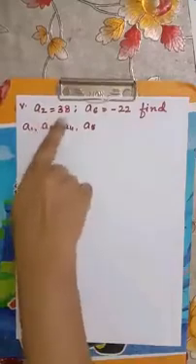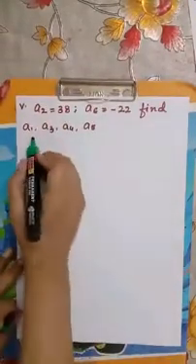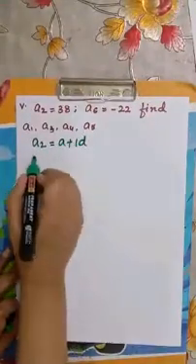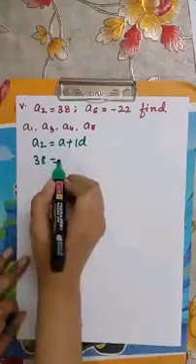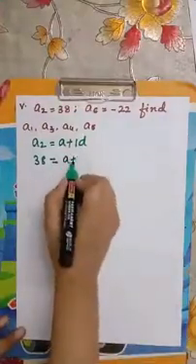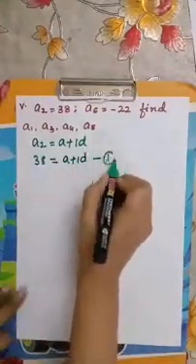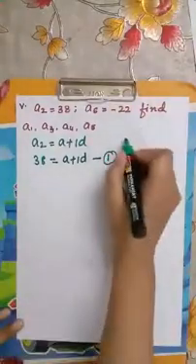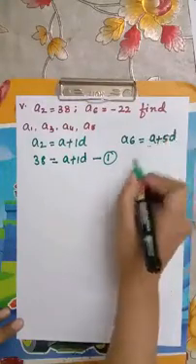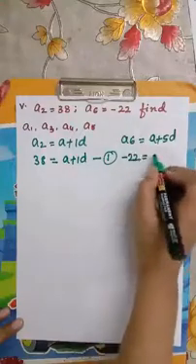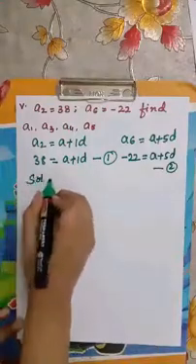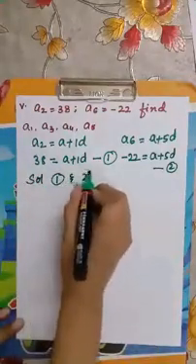A2 is equal to 38. A2 formula is A plus 1D. That is 38 is equal to A plus 1D. Okay, let's keep it as equation 1. Next, A6 is equal to A plus 5D. So minus 22 is equal to A plus 5D. This is equation 2. Solving 1 and 2 to get the values of A and D.